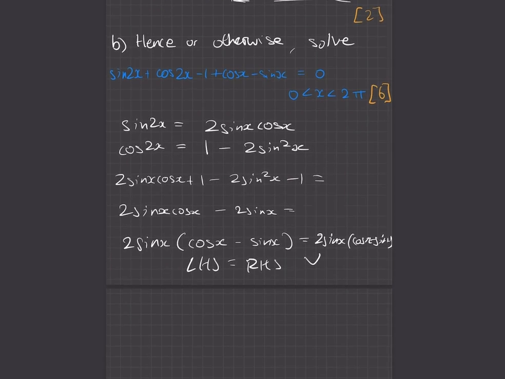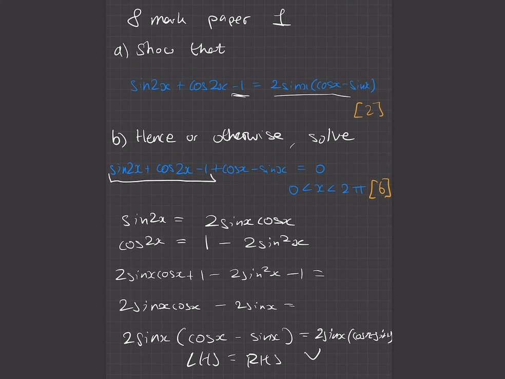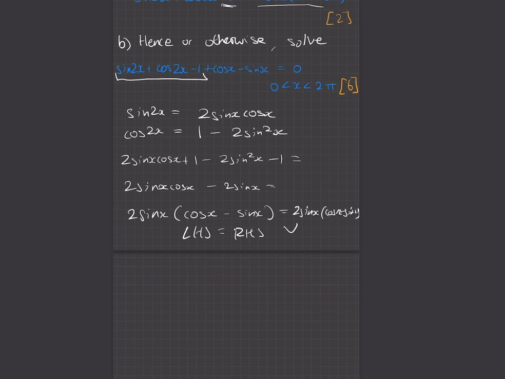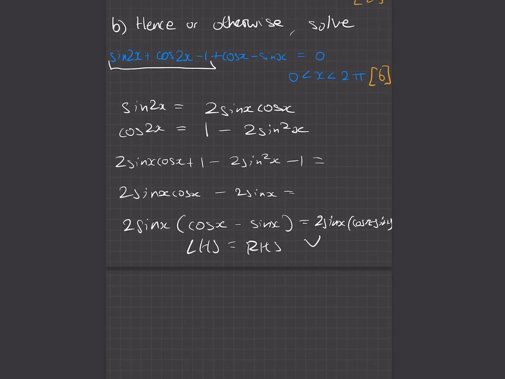Next part is hence or otherwise solve this equation. The 'or otherwise' means you are allowed to use other methods, but obviously we're going to want to use what we just proved. If you'll notice, this is what we had before, and we've now shown that this is equal to 2 sine x brackets cos x minus sine x. So let's just go and throw that in there.